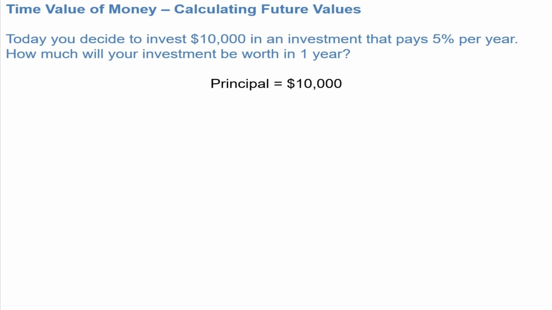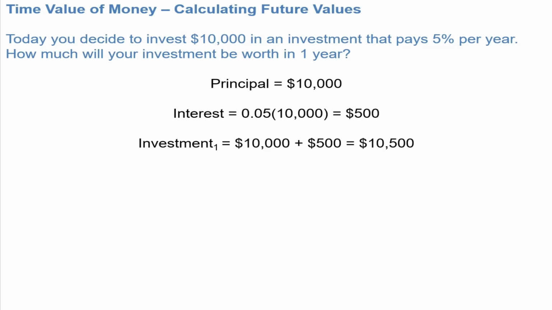We can take the principal amount, which is the amount that we're deciding to invest in this investment that pays 5% per year. So the principal amount is $10,000. The next calculation is just calculating how much interest we will be earning in the 1 year of growth. So we will be earning 5%, so 5% times 10,000 is 500, so we'll be earning $500 of interest in the 1 year.